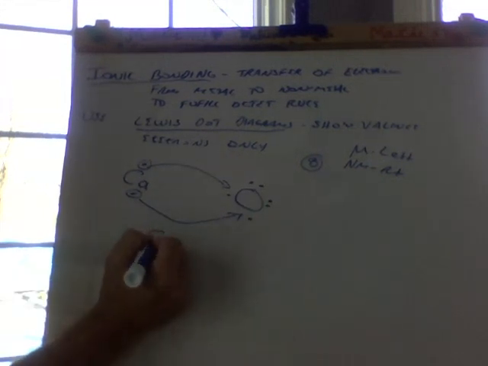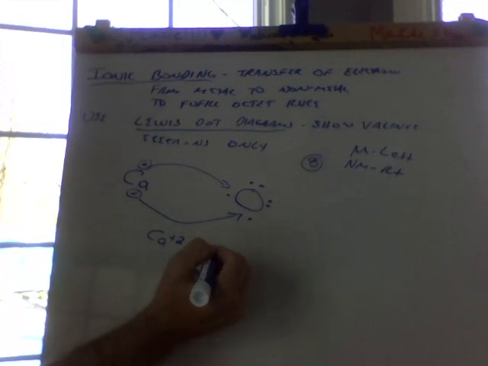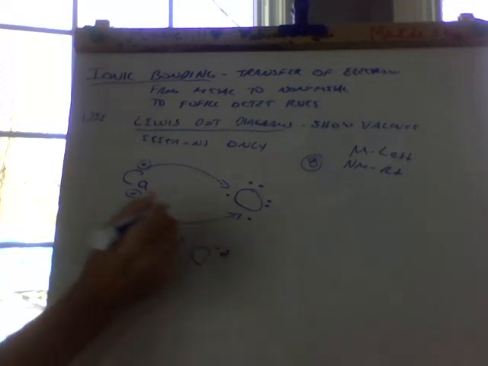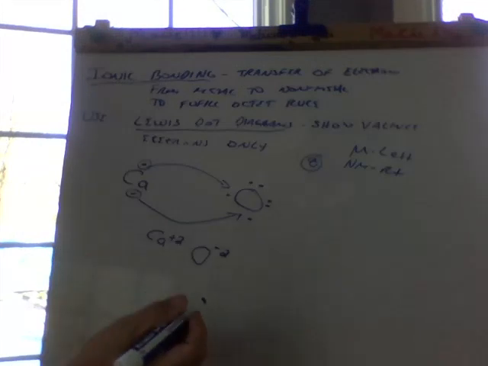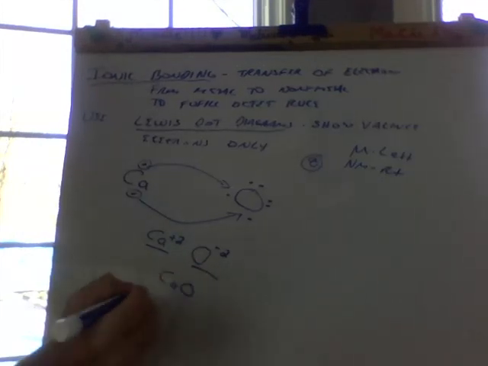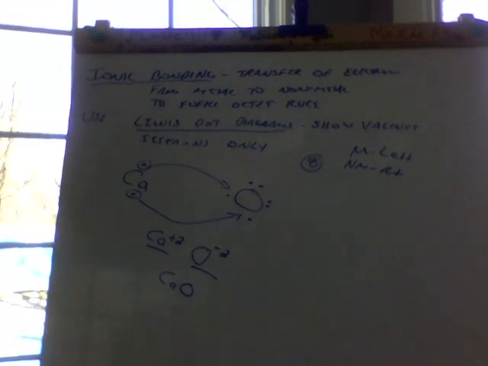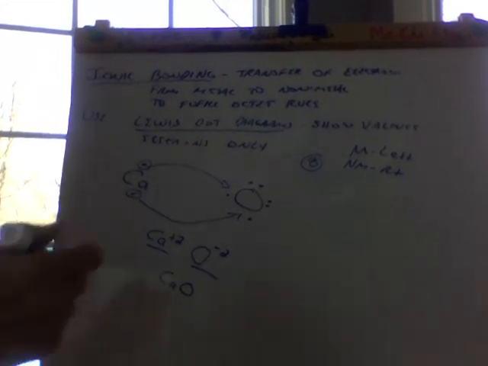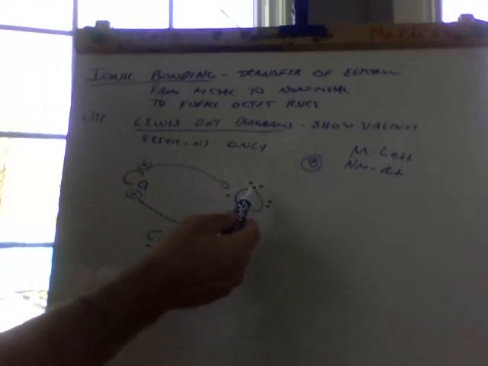So what happens is calcium gives up its 2, so it's a plus 2. Oxygen takes in its 2, so it's a minus 2, and they stick together. Now everything's happy. Okay, and we have one of these and one of these, and so it's just CaO. And that's all ionic bonding is: a transfer of the electrons from the metal to the non-metal.